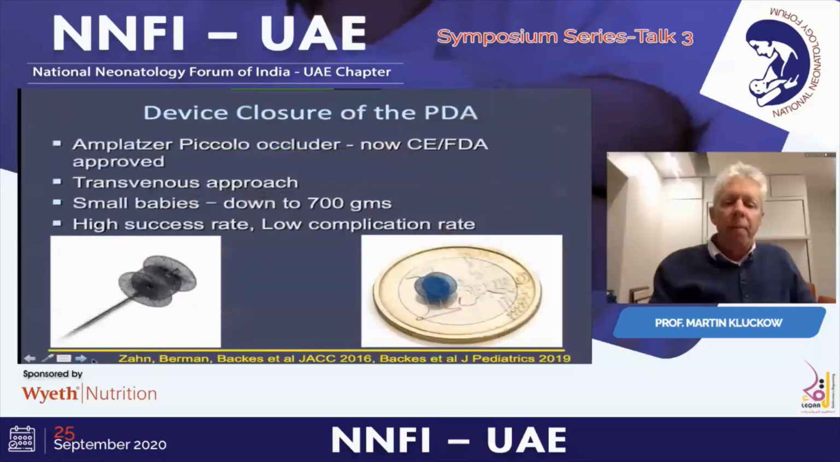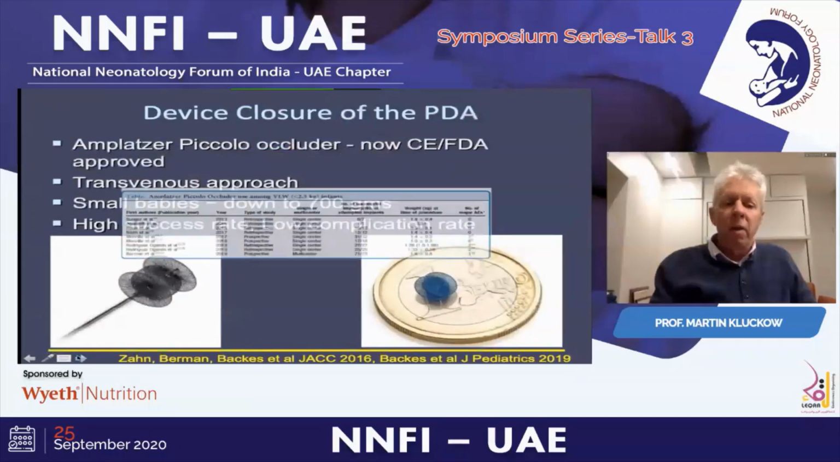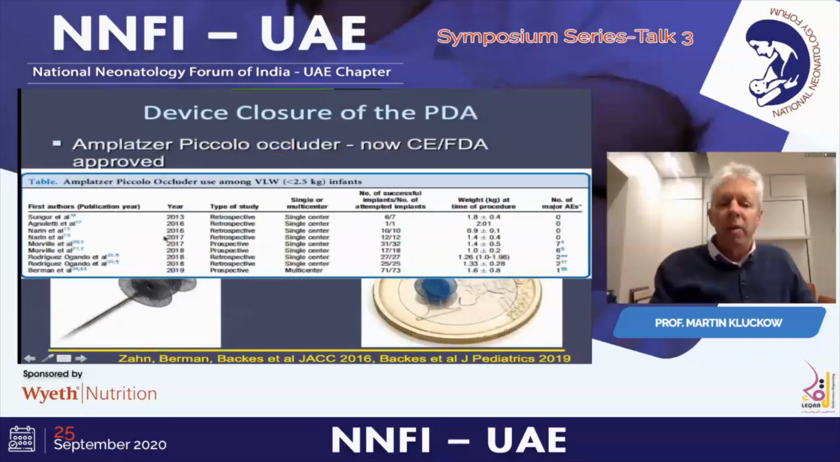And so if we look at the evidence for this, there's been a recent review of this just published in Journal of Pediatrics in the last few months. And these are the trials of the device that have been done in babies less than 2.5 kilos. You can see that the success rates are high, number of successful implants versus attempted. The babies' weights on average are around about 1 to 1.5 kilos, and there's some major adverse effects, but not a lot. So again, some encouraging data.